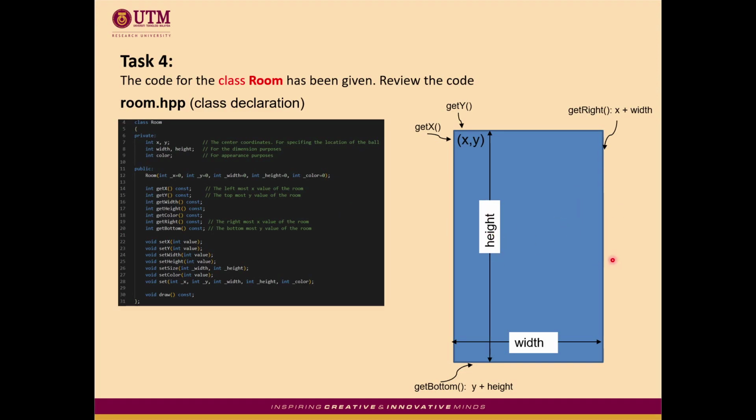Again, you can actually do it without the convenient method get left or get right. Oh yeah, this one is right. But without this convenient method, every time you want to test whether the ball hits the right side, you need to do a calculation. You need to compare x plus width. That's why it's a good idea to introduce a convenient method to get the right side of the room.